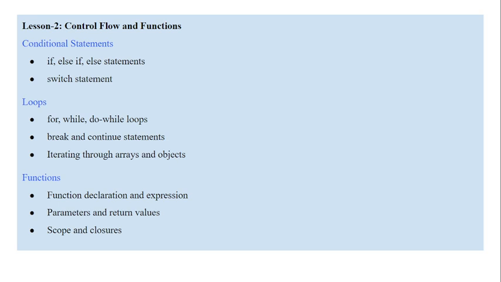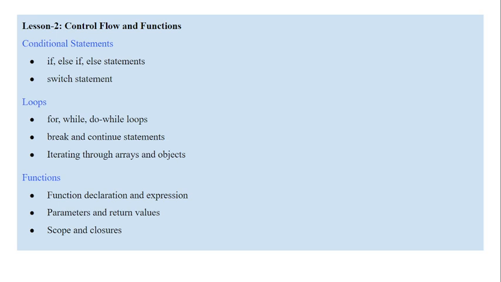Chapter 2, we have control flow and functions. In the control flow, conditional statements, we have if clause, else if clause, else statements, and switch statements. In the loops, we have for loop, while, do while loops, and in functions, we have function declaration and expressions, and parameters, and return values, and scope and closures. This is chapter 2.